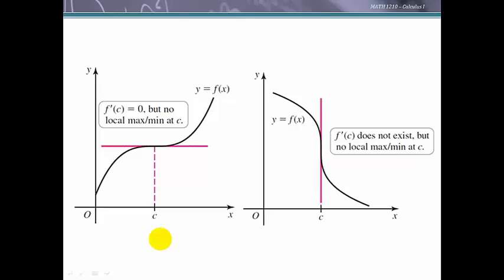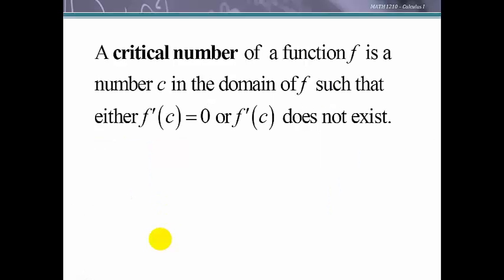However, if it has a local max or a min, that's going to occur at a place where the derivative either equals 0 or the derivative doesn't exist. So we call these numbers critical numbers. A critical number of a function f is a number c in the domain of f such that either the derivative at c equals 0 or the derivative at c does not exist.